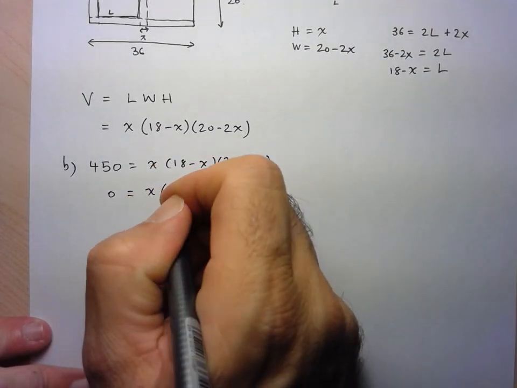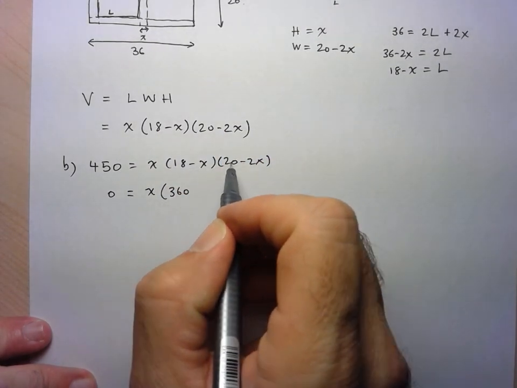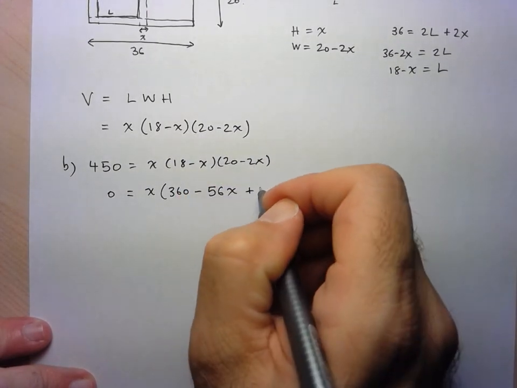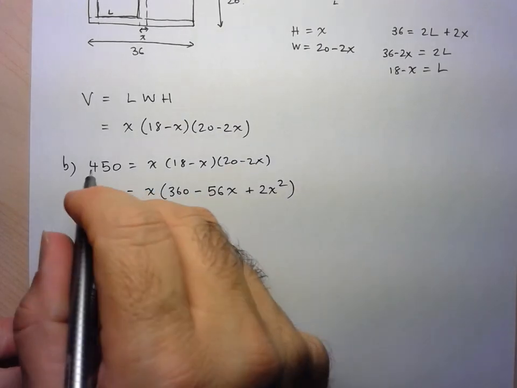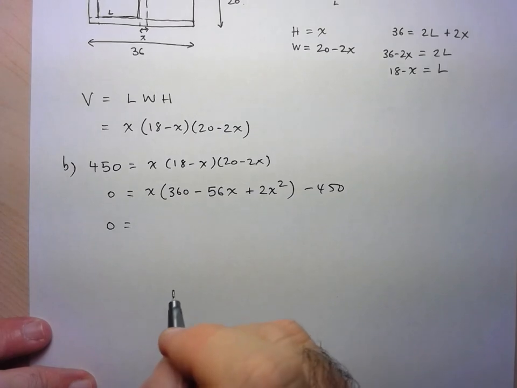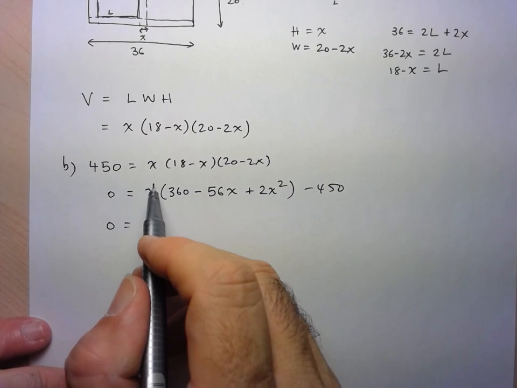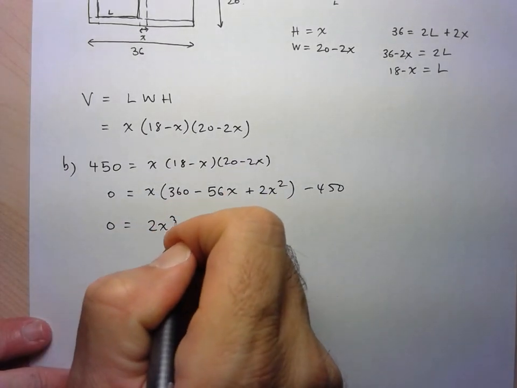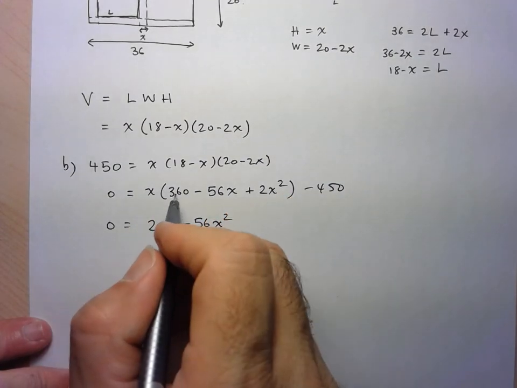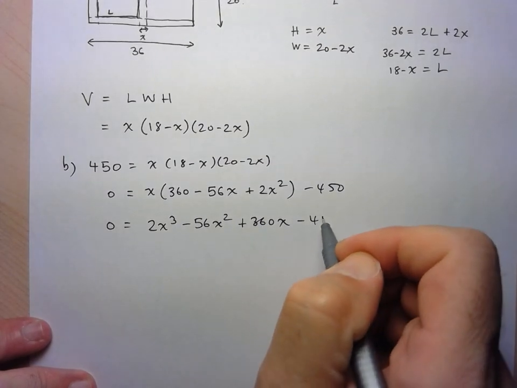So here we have 360. Here we have negative 36 minus 20, negative 56x, and then here we have plus 2x squared. Okay, and of course we've got the minus 450. And lastly, let's multiply all this out, and I'll also put it in order of degrees. So first we've got our 2x cubed, then we've got our minus 56x squared, then we have plus 360x, and finally this minus 450.